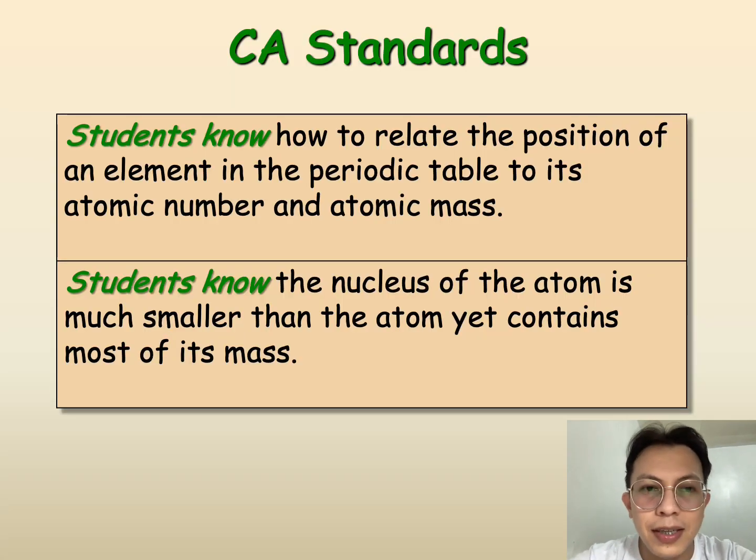All right. So basically, you will relate the position of an element in the periodic table to its atomic number and atomic mass. And you will also know that the nucleus of the atom is much smaller than the atom, yet contains most of its mass.